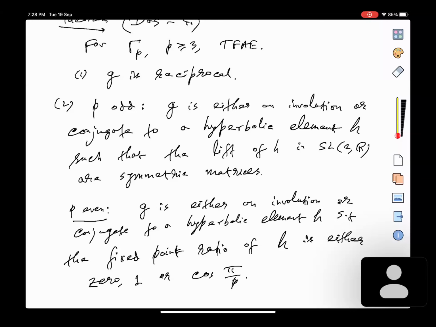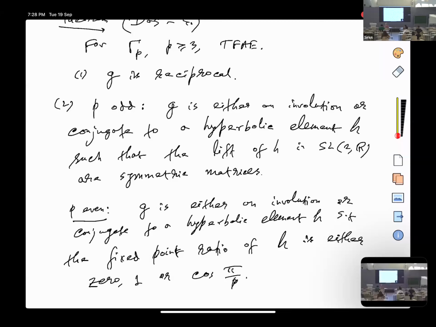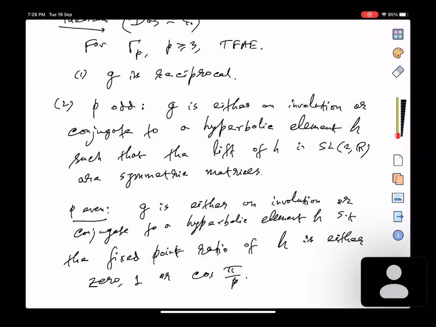Now, one question one may ask, I apologize, we have finished our time. Can you please go to the concluding remarks? Yes, absolutely. So that's the classification of the reversible elements.